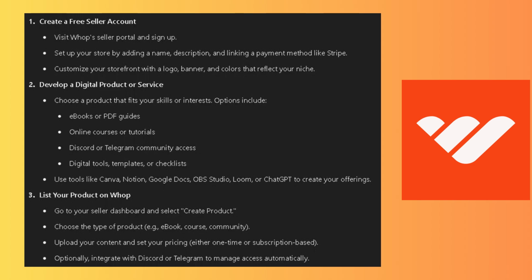List your product on Whop. Go to your seller's dashboard and select Create Product. Choose the type of product, such as course, community or ebook. Upload your content and set your price, either one-time or subscription-based. Optionally, integrate with Discord or Telegram to manage access automatically.